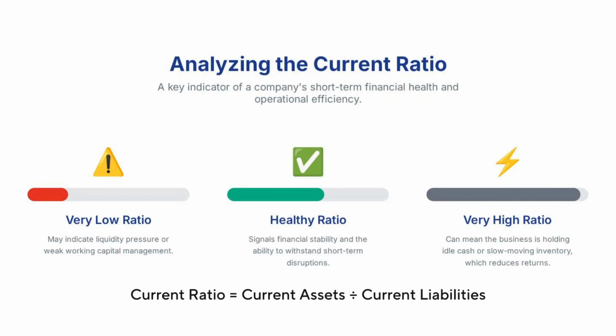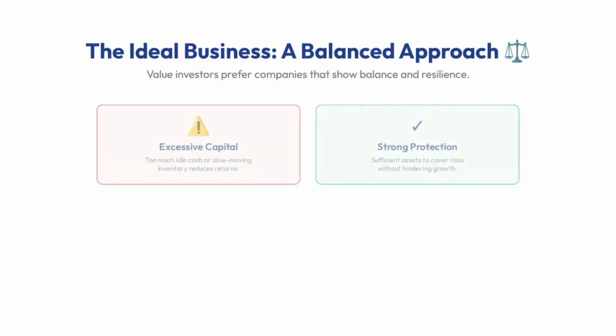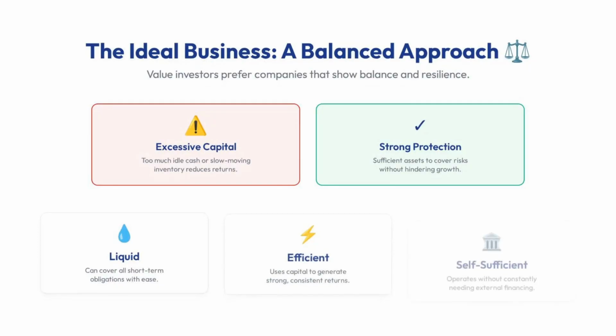It is derived by dividing current assets by current liabilities. Value investors prefer companies that show balance, strong short-term protection, but not excessive capital sitting idle. The ideal business is liquid, efficient, and able to operate without constantly needing external financing.